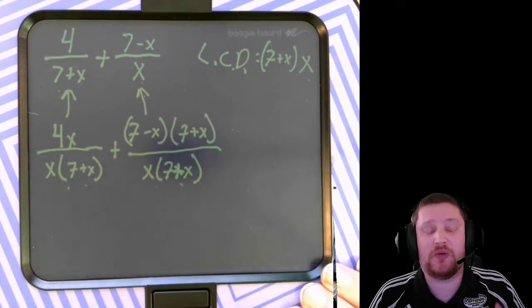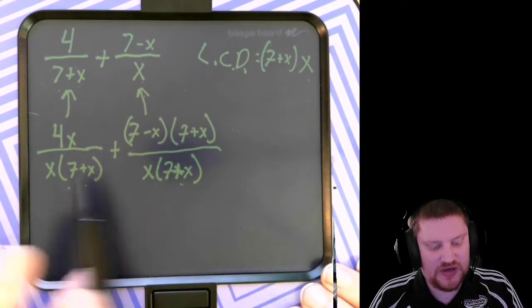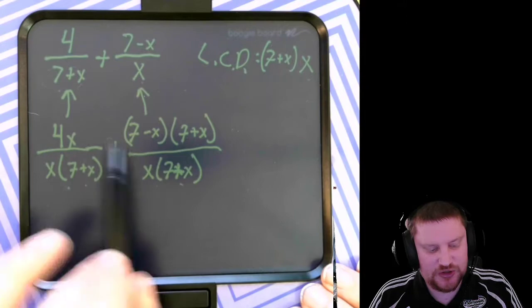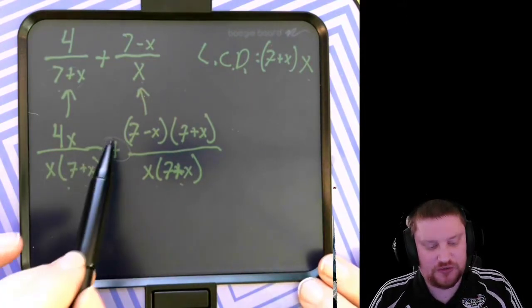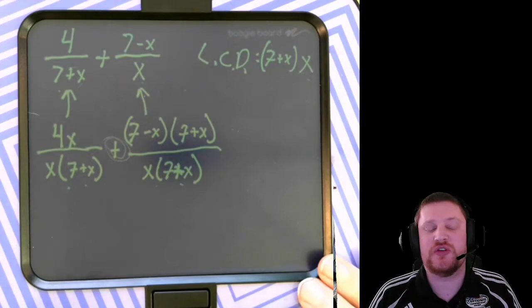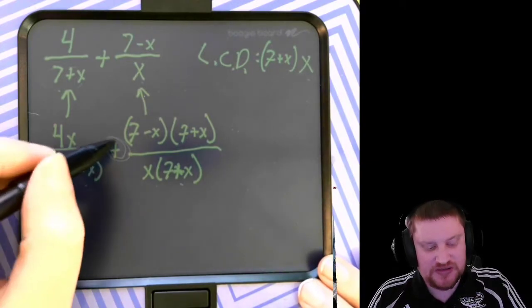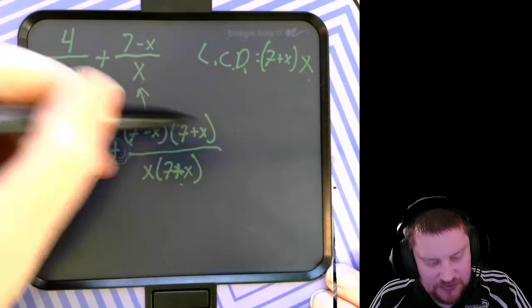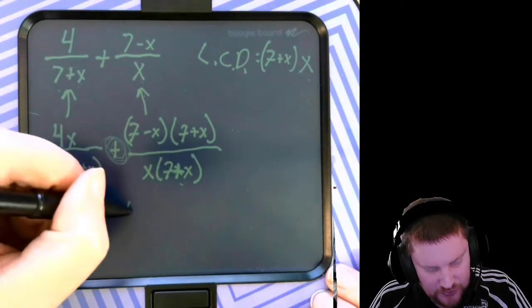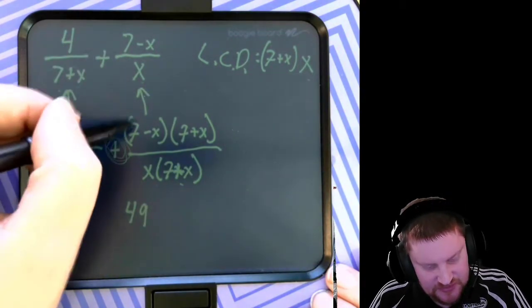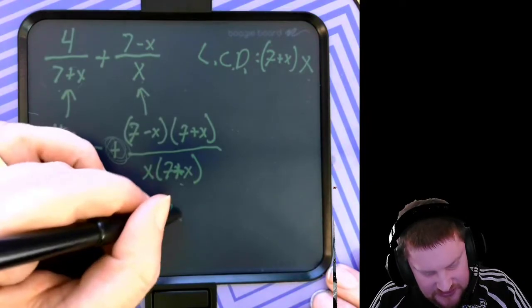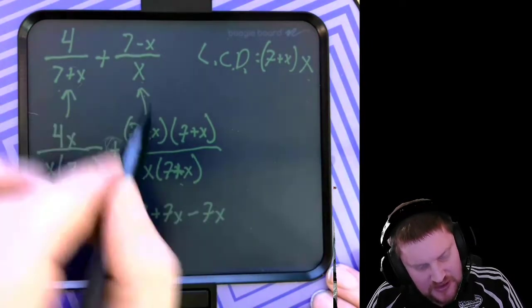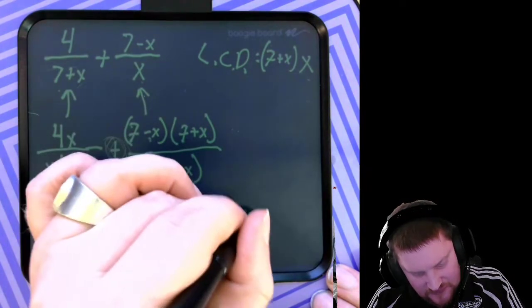Alright. The entire reason we did that was because now my denominators are the same. And as you learned back when you first started working with fractions, when your denominator is the same, all you have to do with your numerators, if you're doing addition, is add them. If you're doing subtraction, you subtract them. So there is no real difference between addition and subtraction. However, we do need to simplify this first. 7 times 7 is 49. 7 times x is plus 7x. Negative x times 7 is negative 7x. And negative x times x is negative x squared.